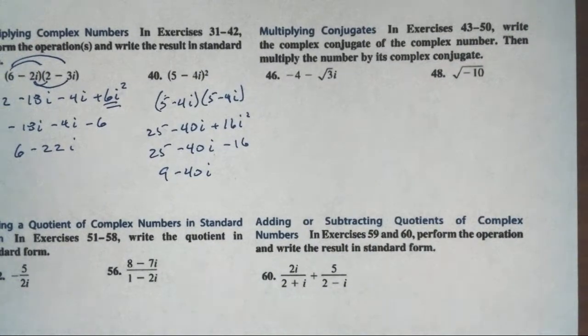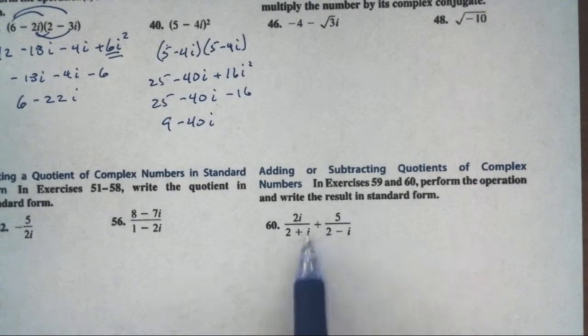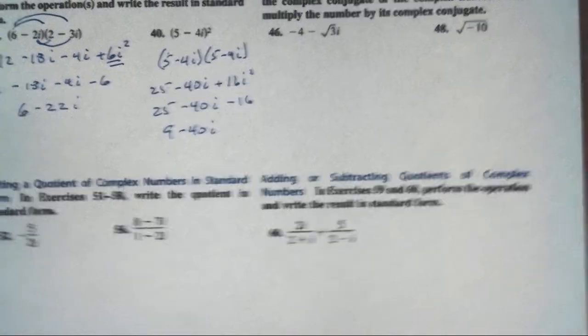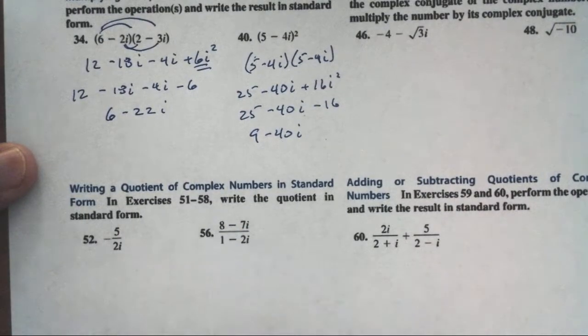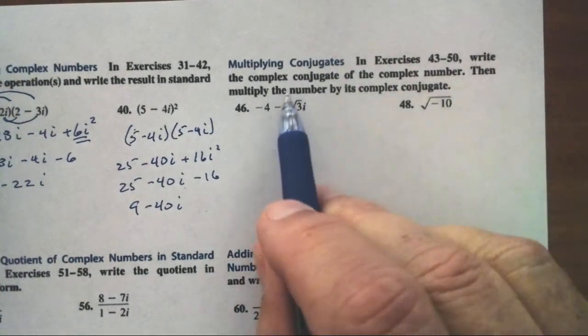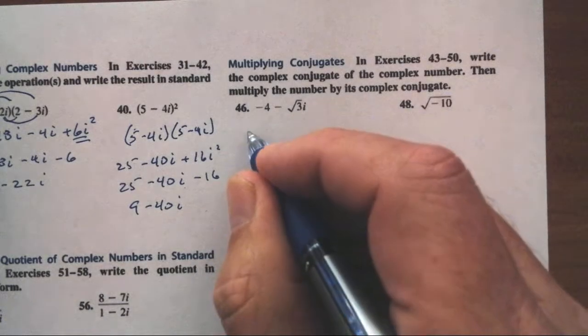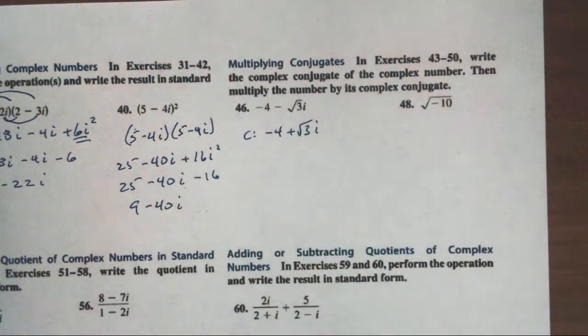Okay. Conjugates of complex numbers. This becomes important when we're going to simplify something like this in 56, or even truthfully in 52. Write the conjugate of the complex number. Well, our conjugate is negative 4 plus root 3i, as we know.